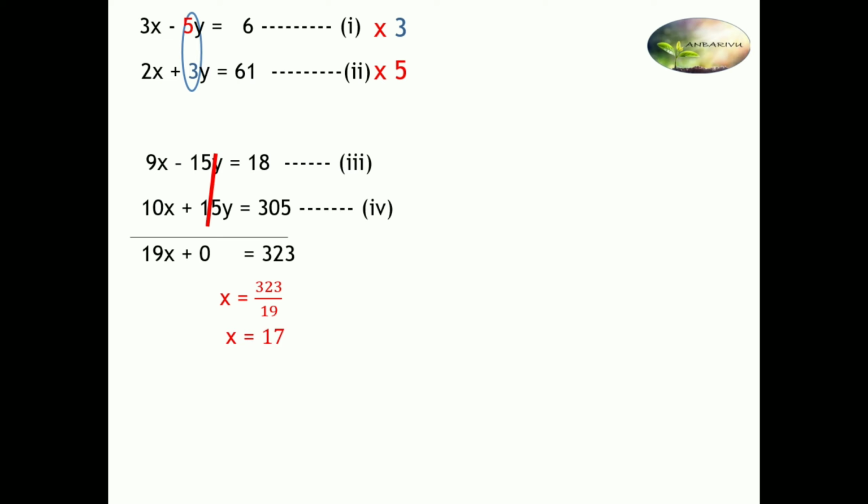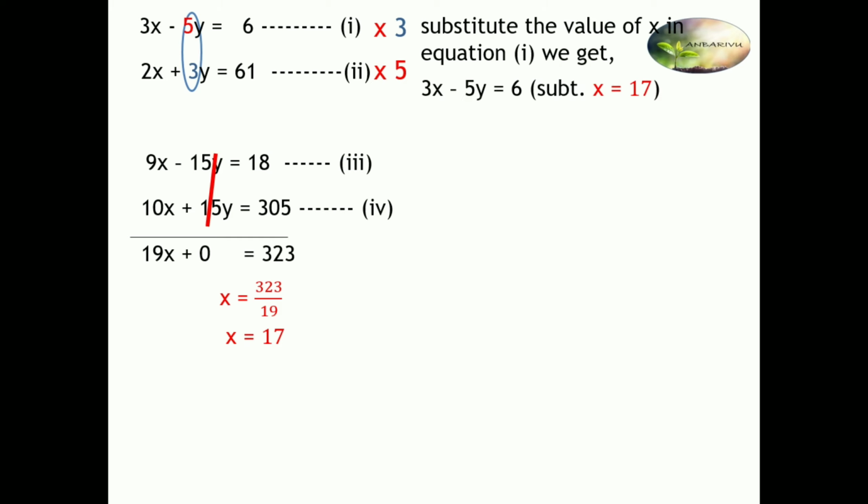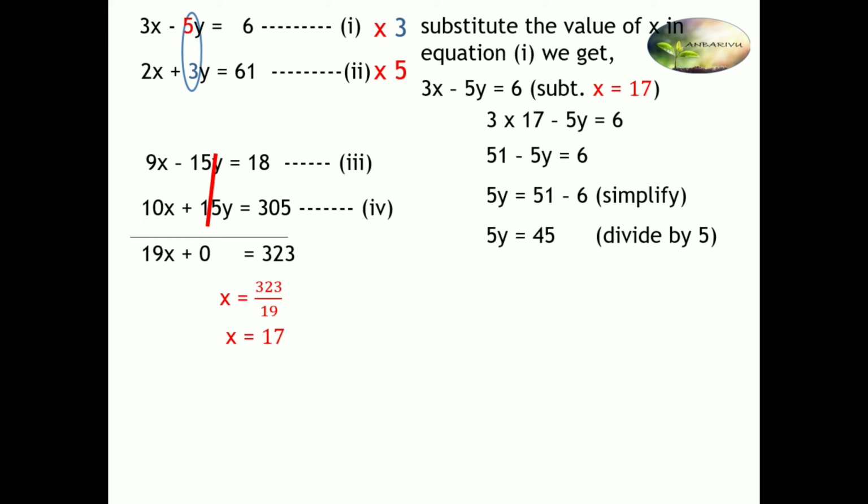Now substitute the value of x in any one of the equations. I am going to substitute in the first equation, 3x minus 5y is equal to 6. x is equal to 17. If I substitute, 3 into 17 minus 5y is equal to 6. Then 51 minus 5y is equal to 6. Then 6 goes to the left hand side and becomes minus, minus 5y goes to the right hand side and becomes plus. Then 51 minus 6 is equal to 5y. Then 5y is equal to 45. Then the multiple of 5 goes to the right hand side and becomes divide. Then y is equal to 9.